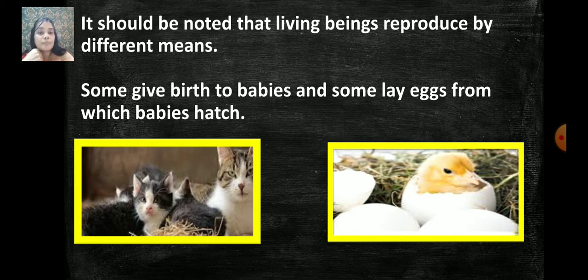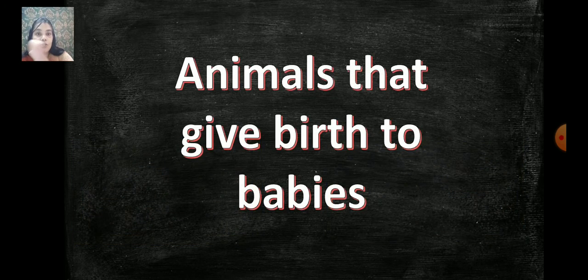Here is the example. The cat directly reproduces the baby cat, that is a kitten. And here this is a hen. The hen lays eggs, and after some days the baby hen, that is chicks, come out from the eggs. So these are the two means.